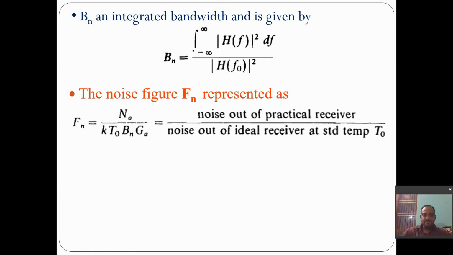The noise figure is generally defined as the output signal to noise ratio to the input signal to noise ratio. You can define noise figure in this way also. Noise figure Fn is equal to N0 divided by k T0 Bn Ga, which is equal to the noise out of a practical receiver, N0, divided by the noise out of an ideal receiver at standard temperature T0. So this is noise figure.